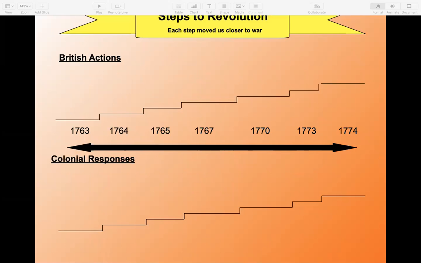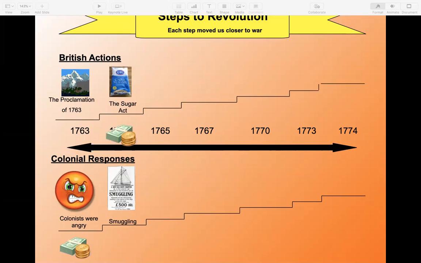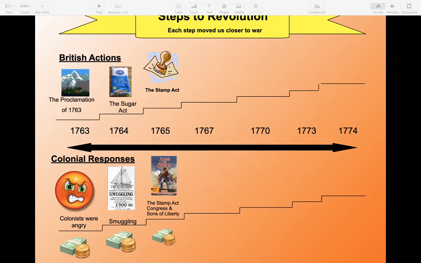So here's a nice little diagram that will show us the steps of the revolution. We've got the Proclamation of 1763, and the Appalachian Mountains, remember that. The colonists were angry because of money purposes. The Sugar Act. So they started smuggling stuff. Again, it had to do with money. The Stamp Act. And the Sons of Liberty still had to do with money. You can see all these have to do with money.